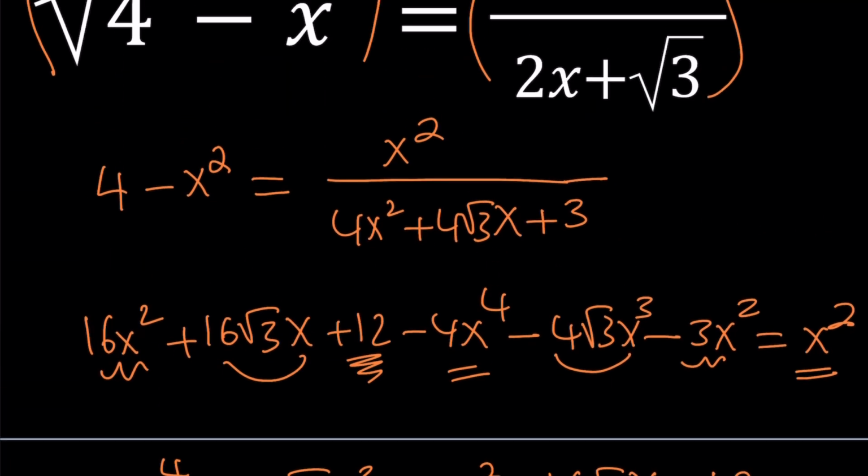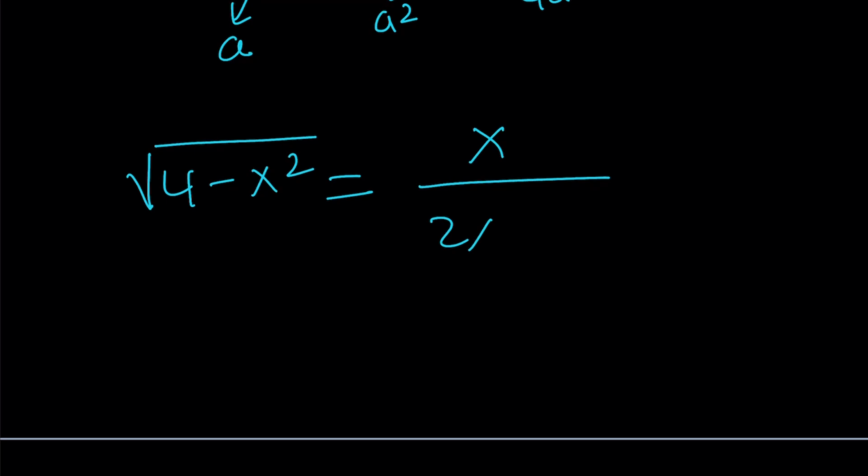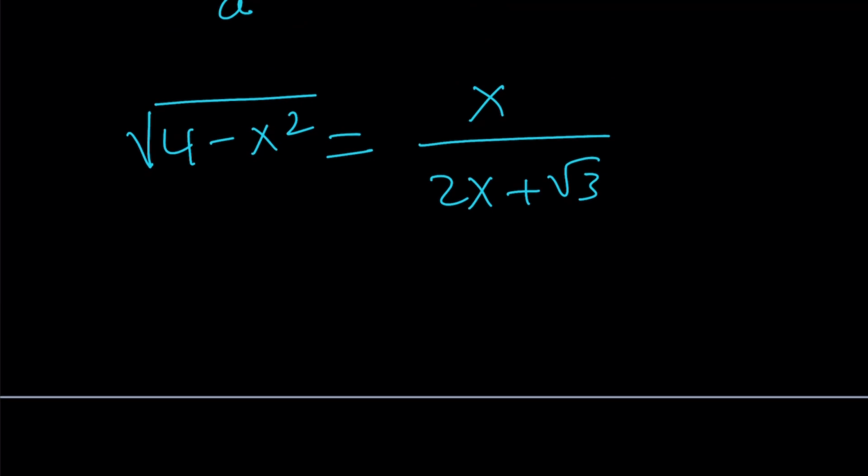So here's what I'm going to do. Let's start with the original problem. We have the square root of 4 minus x squared equals x divided by 2x plus root 3. Great. Now, this problem is actually a special type of problem where we can use a special type of substitution. Let's see how that works. The only issue we have with the domain is we have to make sure that 2x plus root 3 does not equal 0, which means x should not equal negative root 3 over 2.